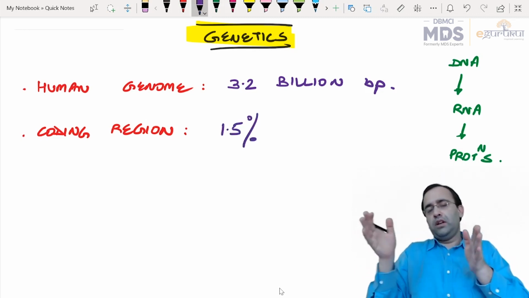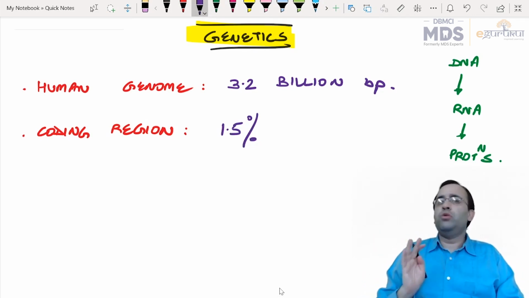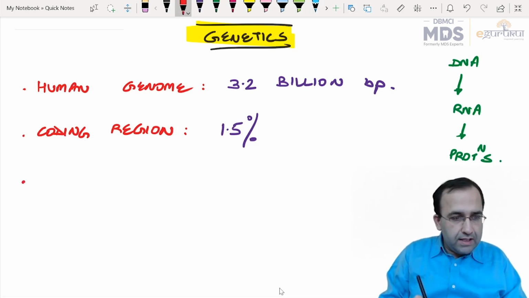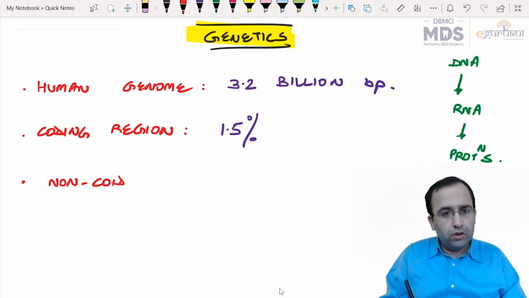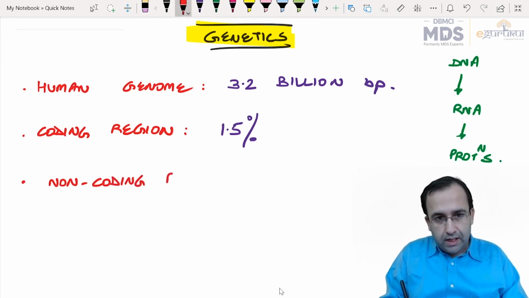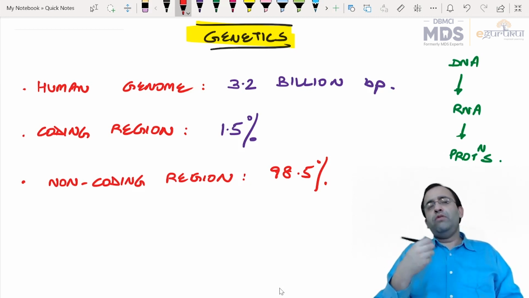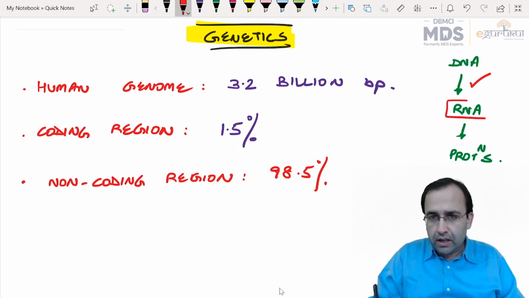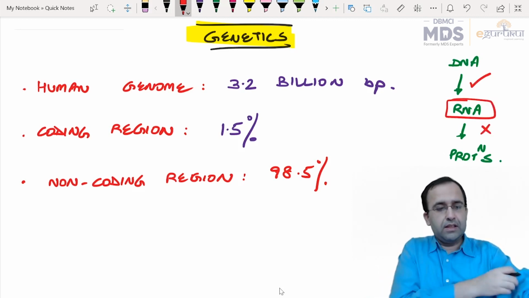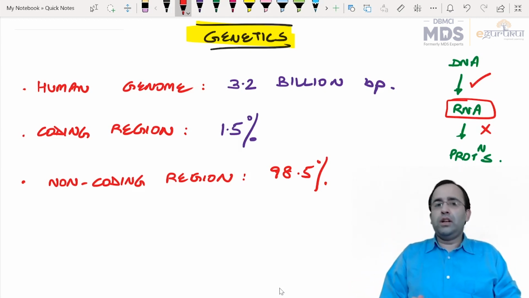If the whole genome is 100%, only 1.5% of the whole genome is the coding region. So I can safely say that the remaining 98.5% is the non-coding region. What do we mean by non-coding? Non-coding means DNA to RNA synthesis has occurred, but RNA to protein synthesis is not taking place.